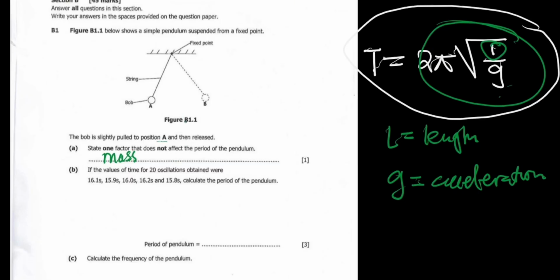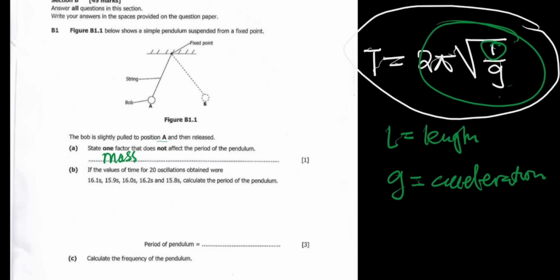But also even the amplitude itself for small angles is not going to affect the period of the pendulum. But we can just write mass like that as our answer. Now, question B says, if the values of time for 20 oscillations obtained were 16.1 seconds, 15.9 seconds, 16.0 seconds, 16.2 seconds, and 15.8 seconds, calculate the period of the pendulum.